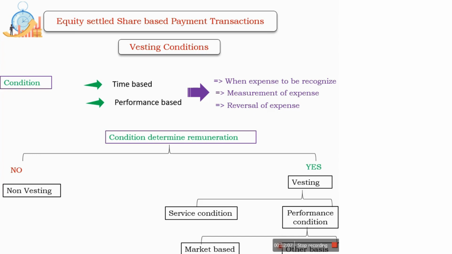So when determining equity settled share-based payment transactions, we need to determine whether it has a vesting condition or whether it determines the remuneration. Based on that, the timing of expense, measurement of expense, and reversal of expense will be determined.